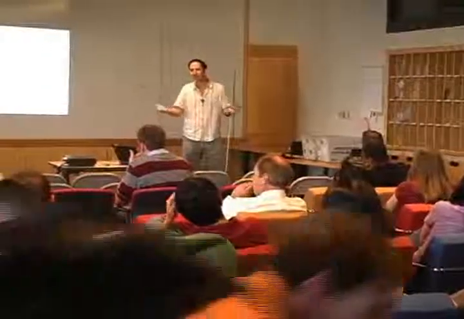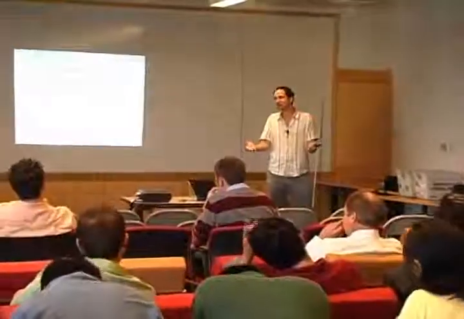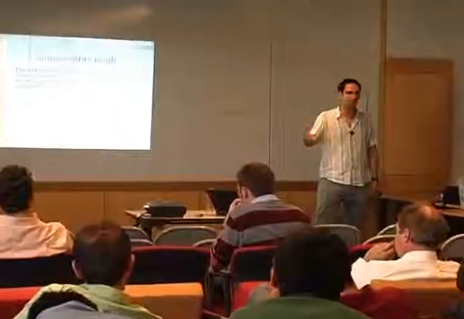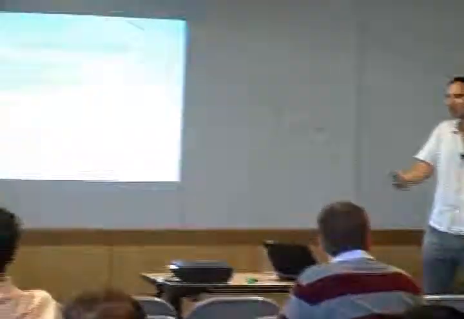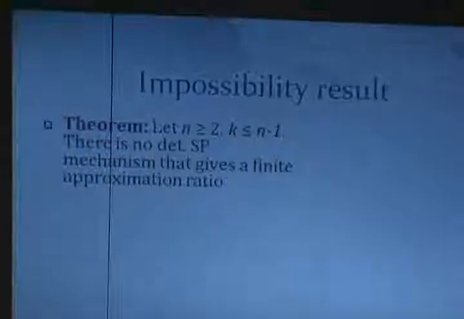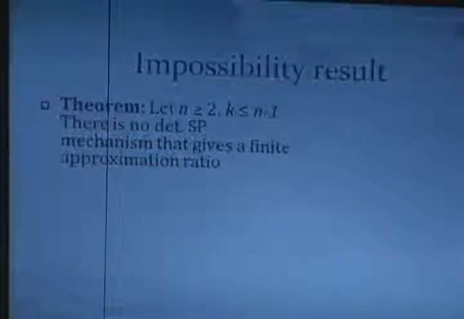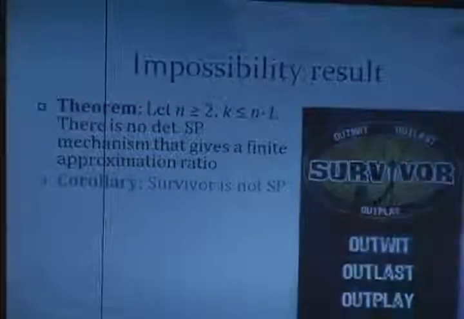If I want to select all the agents, I don't have a problem, there's only one thing I can do. So let's say k is at most n minus 1, but any value. The theorem says that there is no deterministic strategy-proof mechanism that gives any finite approximation ratio. I think a particularly interesting subcase of the theorem is when k equals n minus 1. I basically want to choose everybody except one guy. I just want to throw one guy out. And then especially interesting is the following corollary.